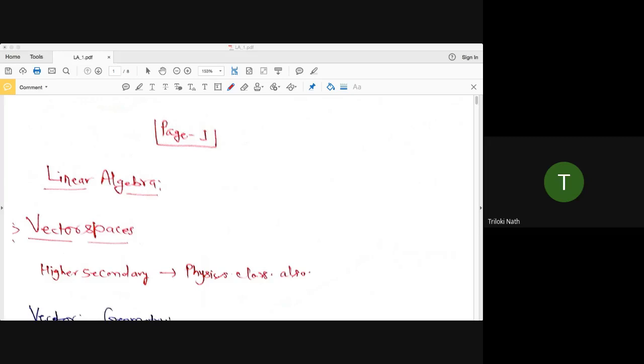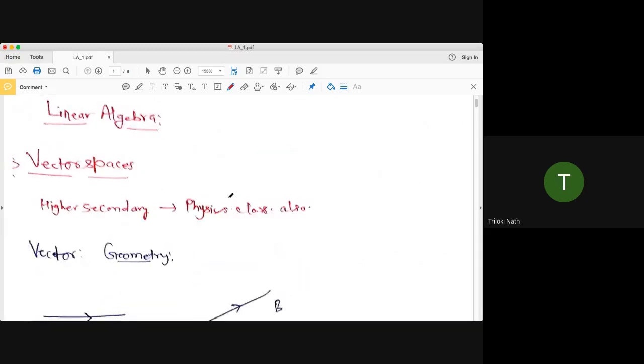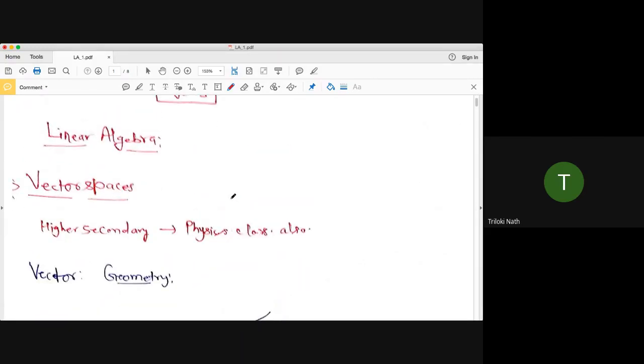Anyway, so we are not going into the applications. So it is linear algebra. It is also called applicable algebra or applied algebra because it is directly connected with applications. So let us start. The first concept is from your geometry.